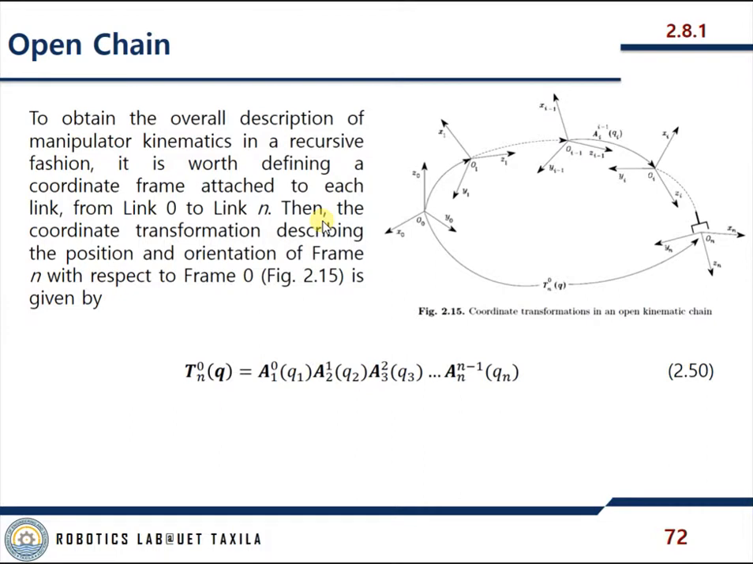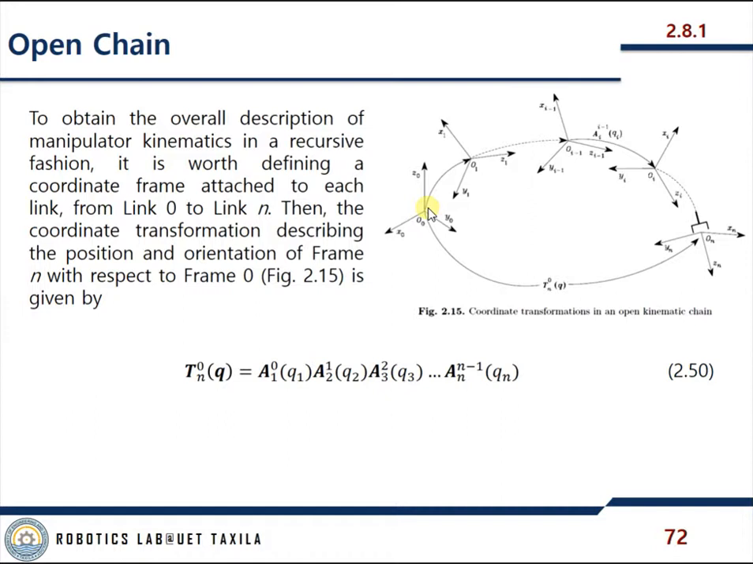Now let's talk about open chain. Consider an open chain manipulator constituted by n plus 1 links, connected by n joints. So we have n plus 1 links and n joints, where link 0 is conventionally fixed to the ground. So this link is fixed to the ground. It is assumed to be fixed, and that's what it is.